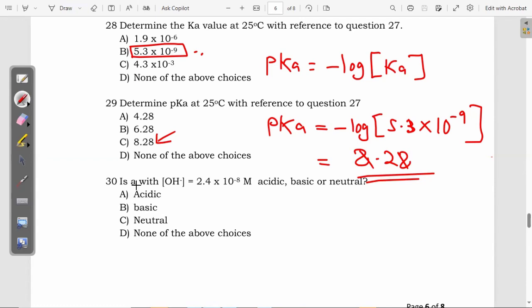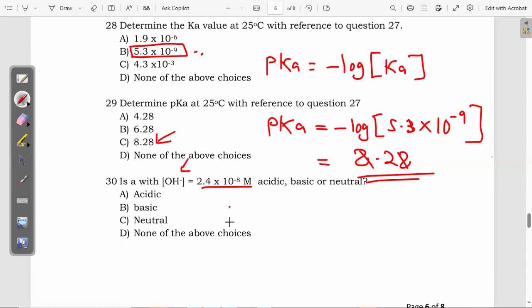Okay, and then question 30, they're saying, is a solution with the concentration of the OH being given as this, acidic, basic, or neutral? So we can only tell if we calculate the pH. If the pH is equal to 7, that will be neutral. If it is less than 7, that will be acidic. If it's greater than 7, that will be basic. So how do we calculate the pH when we have been given the OH concentration?